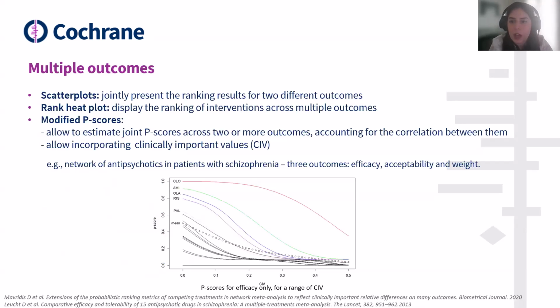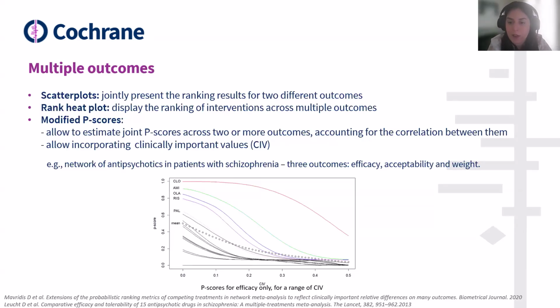The previous 2 options are primarily graphical displays, providing a helpful overview of the results. However, there are cases where outcomes may be correlated. Modified p-scores allow the estimation of joint p-scores across 2 or more outcomes while accounting for the correlations between them. These correlations can be informed by expert opinion or explored through sensitivity analysis using a range of plausible values. Additionally, modified p-scores can allow for the incorporation of clinically important values. This helps us see how the rankings change when we consider what differences are actually clinically important.